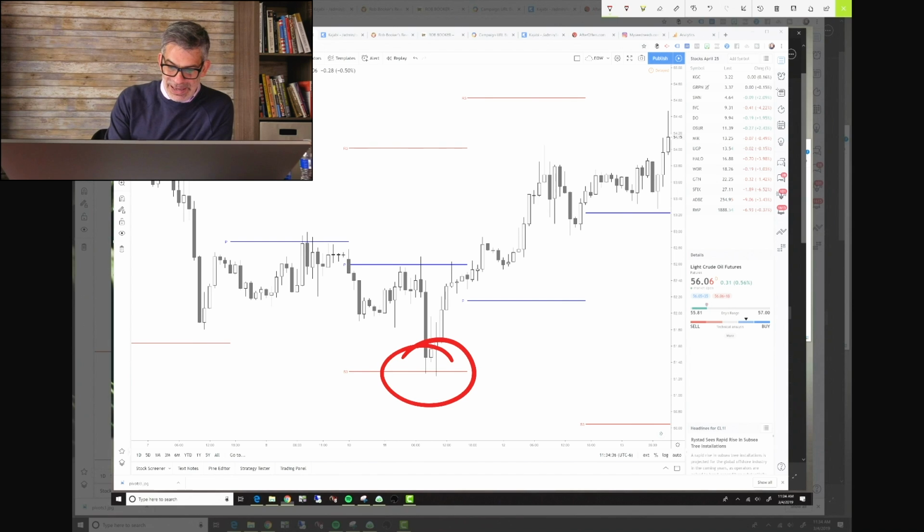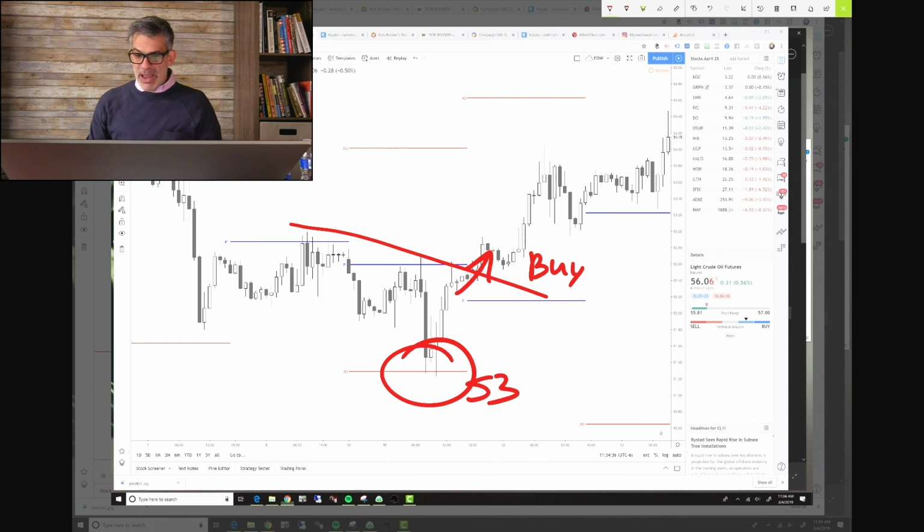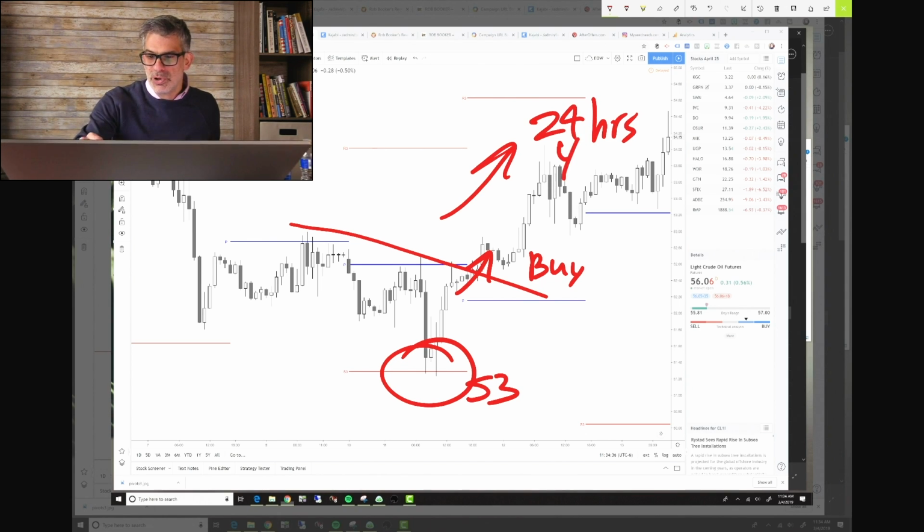Here's oil hitting S3. You might wait for it to break above a trend line, and then you might buy oil. You might just buy it for 5 or 6 ticks, or 2 ticks, or 10 ticks, or whatever it is. And you might just hold that for 24 hours at most. Give it 24, maybe 48 hours to jump up and bounce off of those pivot levels.